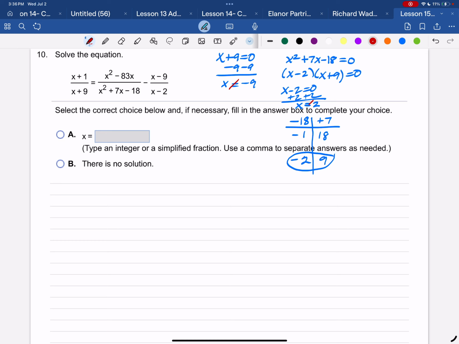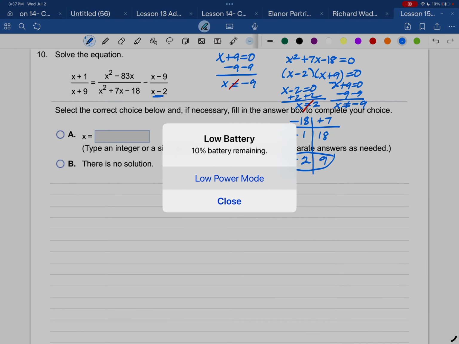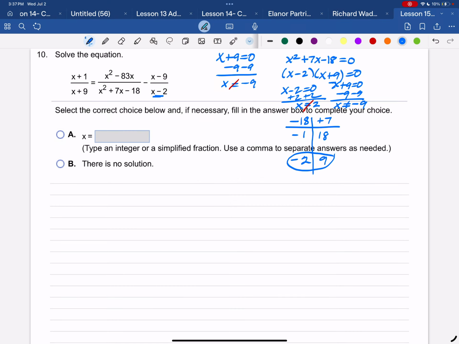which means x really cannot be 2. X plus 9 equals 0. I need to subtract 9. X cannot be negative 9. And if you want to do this last denominator, you're going to get x equals 2. That's the same one that we already got. So you can do that. X minus 2 is 0. Add 2.